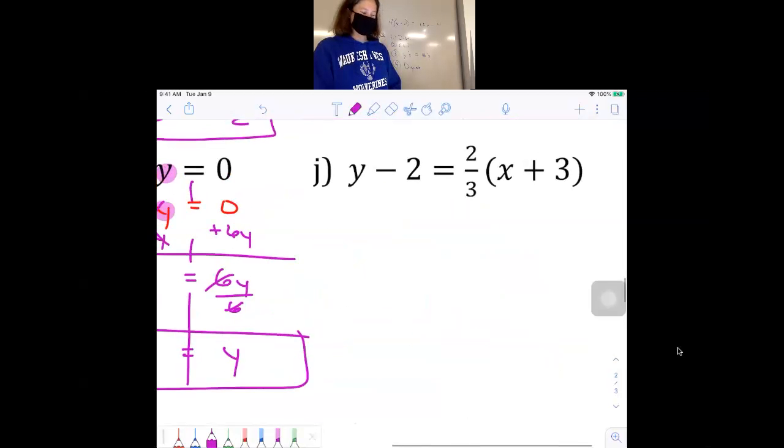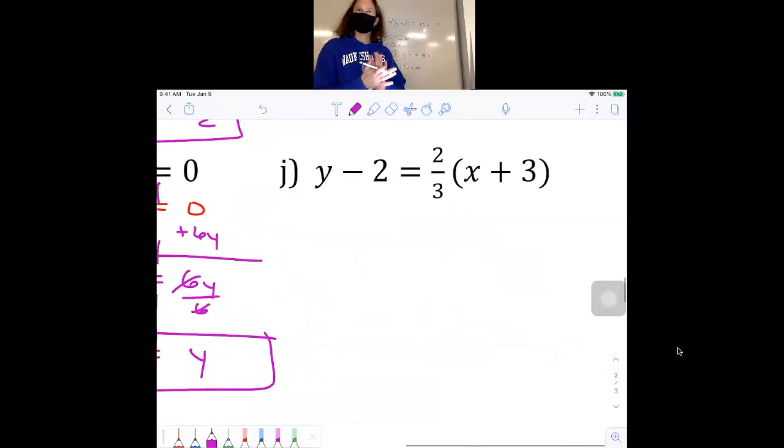Here are the fun ones I was talking about. Why are they fun? Fractions that are our friends. So what do we do first? Distribute. Get your calculators out.